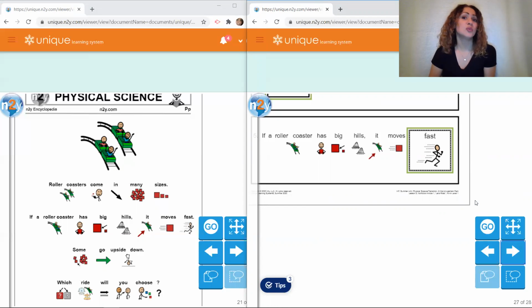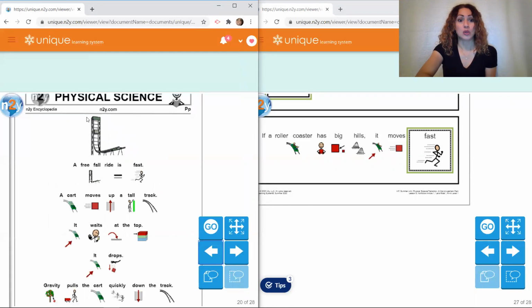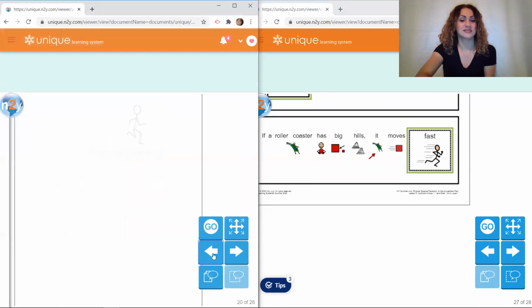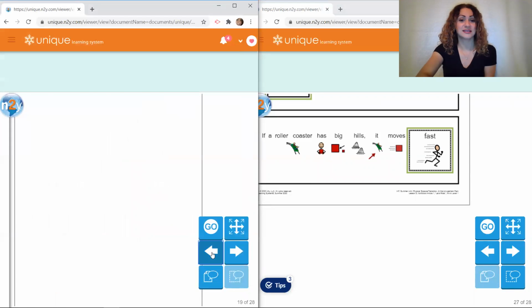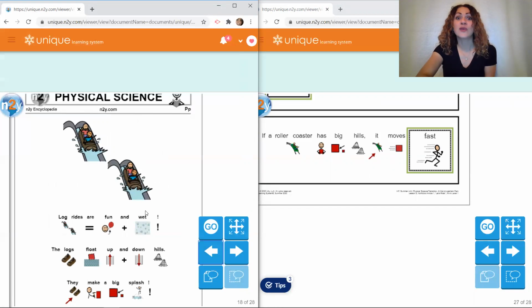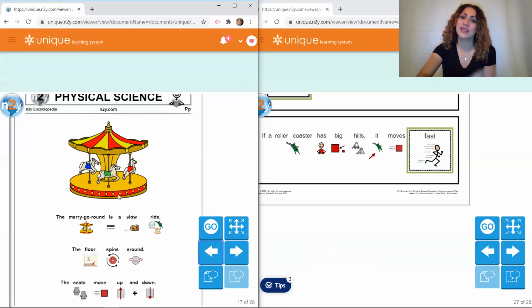Now, which ride would you choose? Would you choose the roller coaster? Would you choose the free fall ride? I wouldn't. I'd be too scared. But it's okay if you want to. The bumper cars? Would you like to get on the bumper cars? What about the log rides? I think I would choose the log rides too. I like that one. And the merry-go-round. Think about it. Which one would you choose?